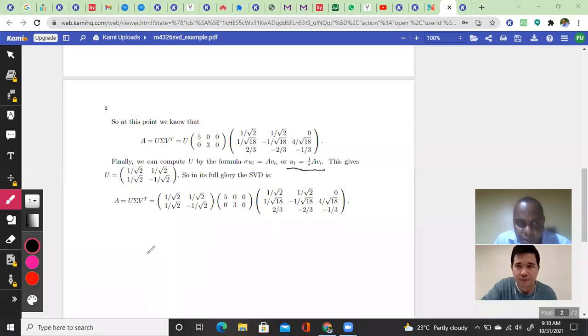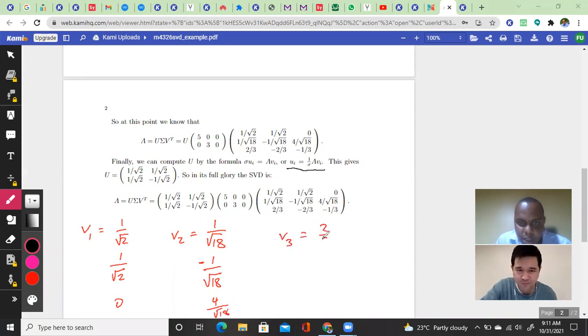So this is V1. V1 is 1 over root 2, 1 over root 2, 0. V2 is 1 over root 18, negative 1 over root 18, 4 over root 18. And then V3 is 2/3, negative 2/3, negative 2/3, negative 1/3. So we want to find U1, and you can see we have the formula.